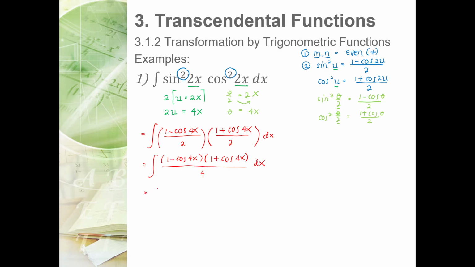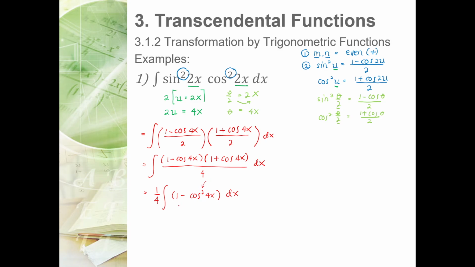So simplifying, taking 1/4 outside the integral symbol, and then we expand the numerator. This one is the difference of two squares. So 1 minus cosine squared 4x dx. Take note that the second term is still squared, di ba?